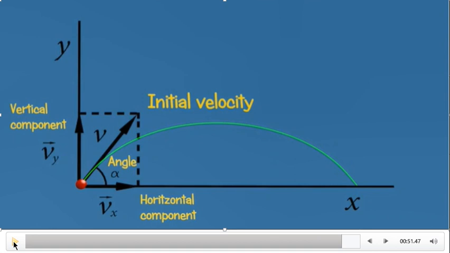Now, let's move towards the derivations and some questions taken from the past papers.